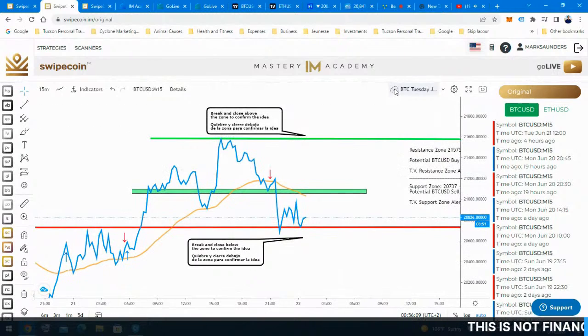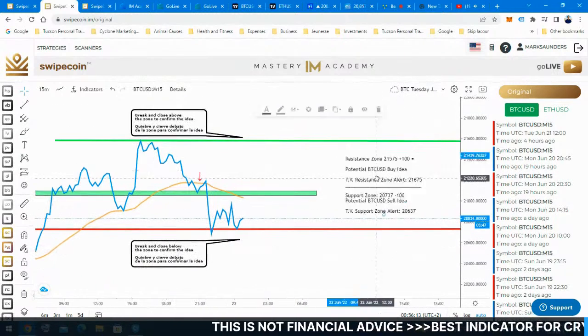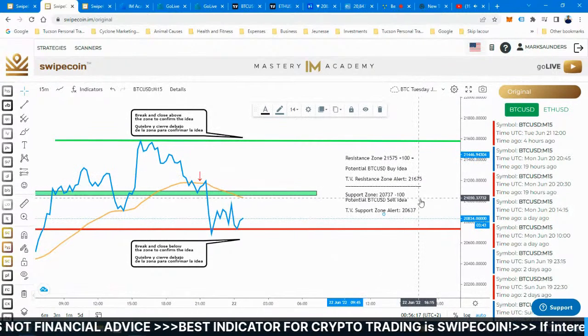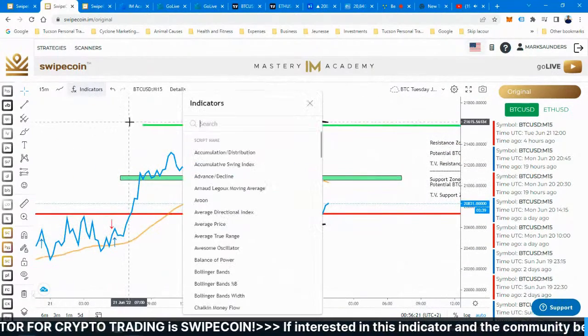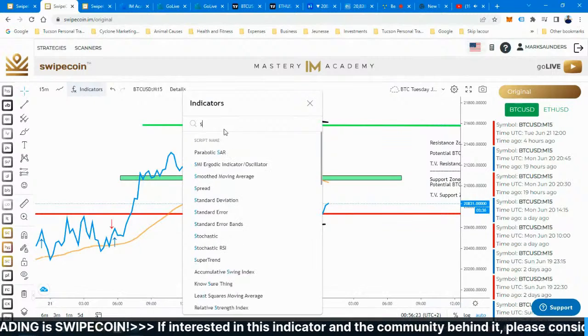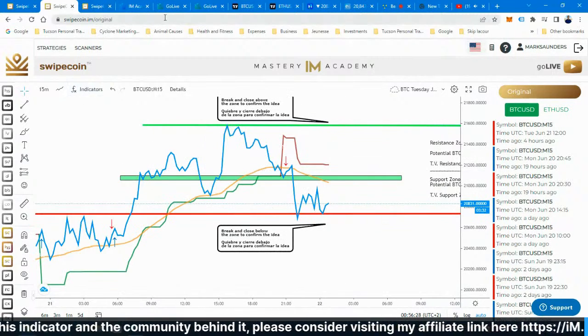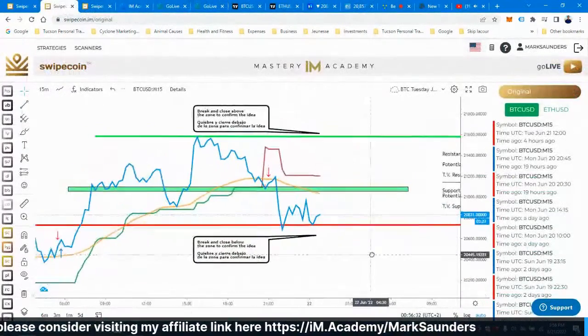So these are my ideas for resistance zone and support zone for Bitcoin. You see it right there. You can screenshot that if you like it. Now we're going to use our special indicator called Super Trend. This is another thing. The community itself is amazing, the people, the teachers, the educators.